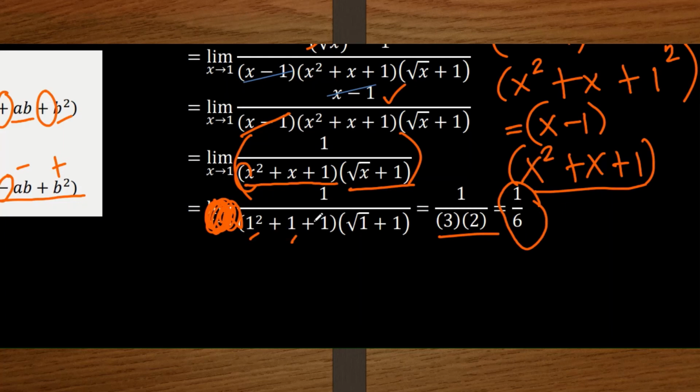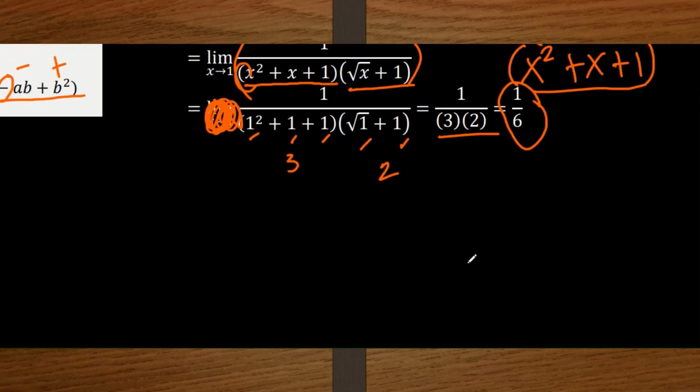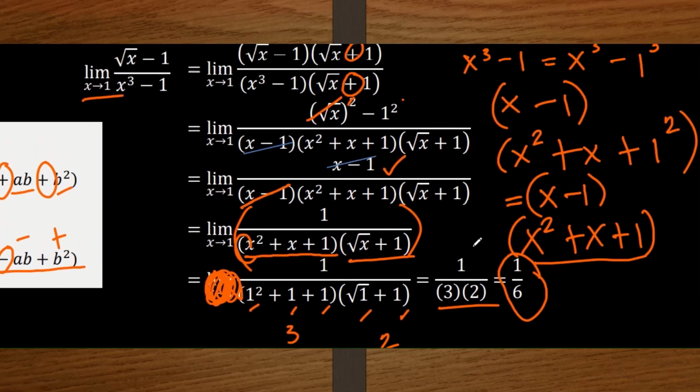Our final answer will now give us 1 over 6. Because this is 1 plus 1 plus 1, that is 3. Square root of 1 is 1. 1 plus 1 is 2. So 3 times 2 is 6. So we have 1 over 6.